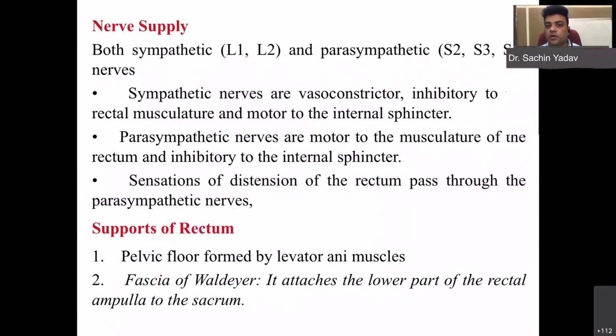And the support of the rectum: the pelvic floor is formed by the levator ani muscle. By the side of the rectum, the levator ani muscle is passing, supporting it so that it should not prolapse out of the anal canal. And the fascia of Waldeyer is that which is attached from the lower part of the rectal ampulla to the sacrum.